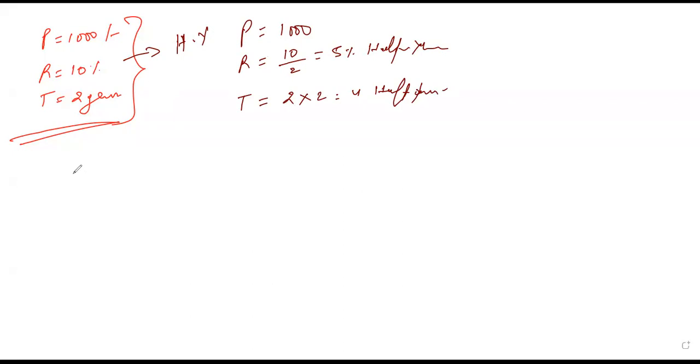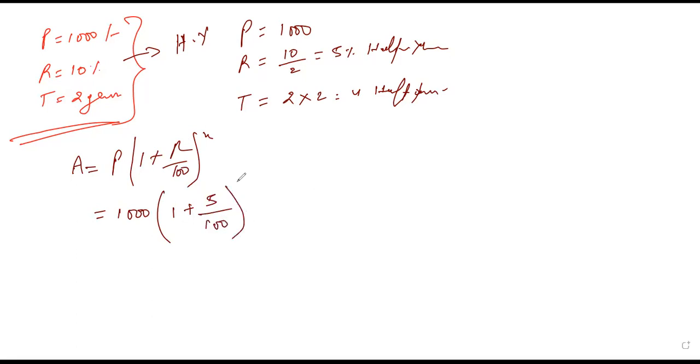So you will use the same method. Amount equals principal into (1 plus r by 100) to the power n. Here principal is 1000, r is 5% now, and time would be 4. So you go for the simplification. So that is 1000 into (100 plus 5) to the power 4, so it is 1000 into (105 by 100) whole to the power 4.